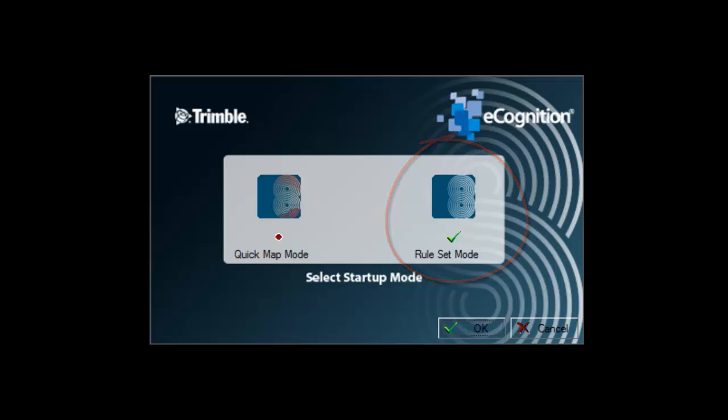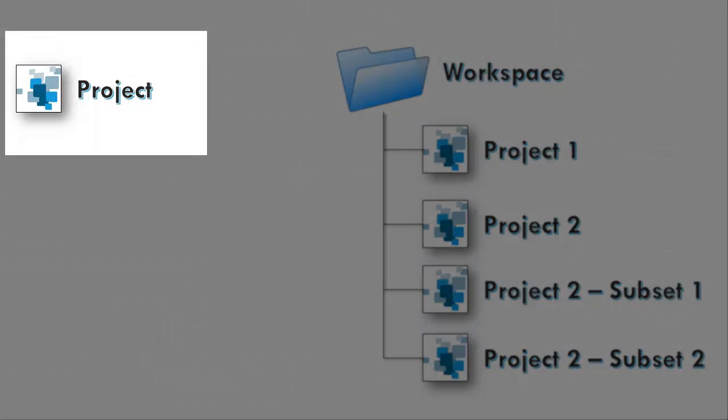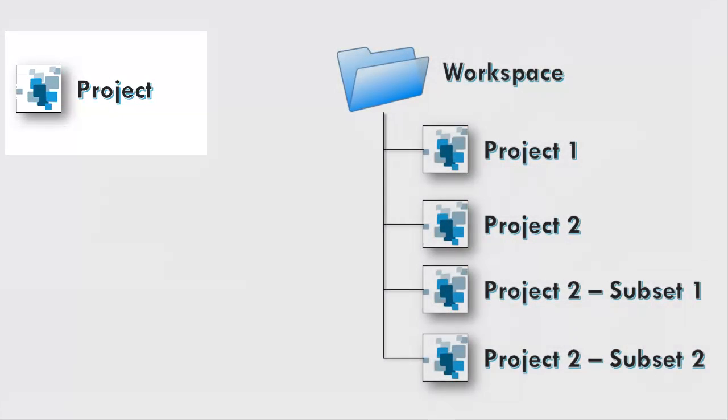this example. To begin working in eCognition, you have to create a project. A project is very similar to an ArcMap document in that it doesn't contain any data, it simply references a location to that data stored either on your hard drive or somewhere on a network location.